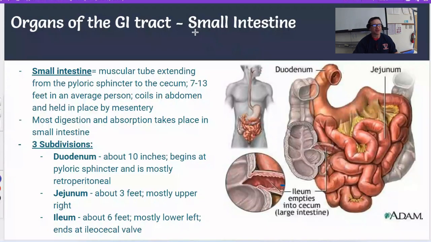Now after the stomach, of course, the food is going to enter the small intestine. Remember, it was food. It goes in your mouth, you chew it, mixed with saliva. Now it's a bolus. Once it leaves the stomach, it's now chyme. So it's going to be chyme that's entering the small intestine. It's a muscular tube extending from the pyloric sphincter. Remember, that was the valve between the stomach and the small intestine. Remember, it relaxes when gastrin is released by G cells. That gastrin causes it to relax, which allows the chyme to exit the stomach and enter the small intestine.